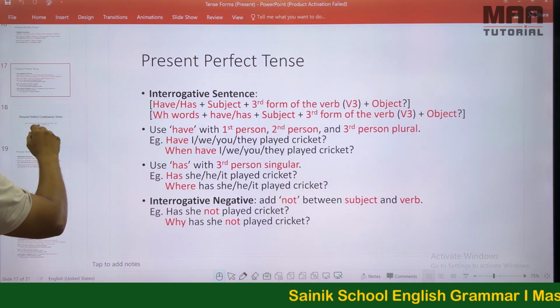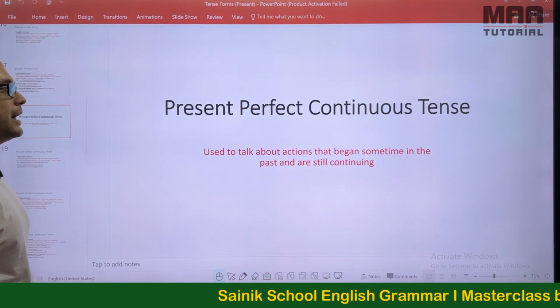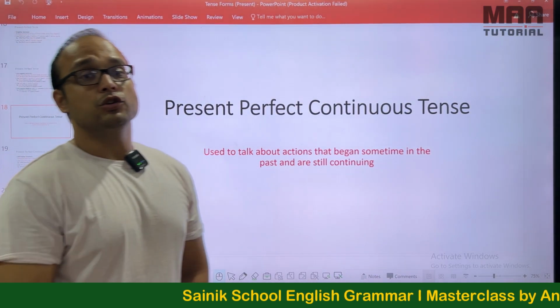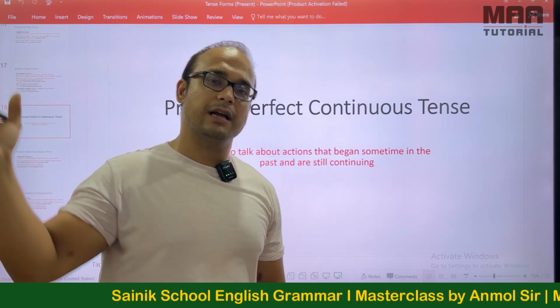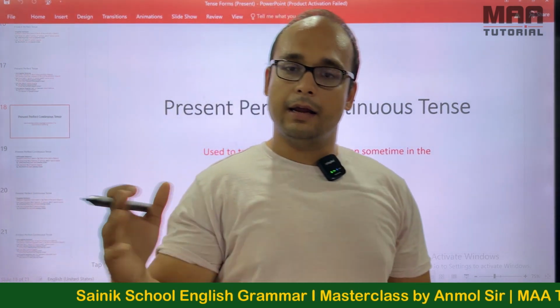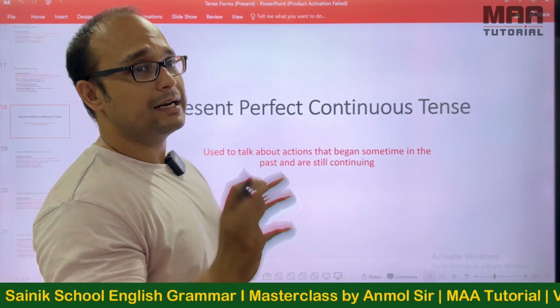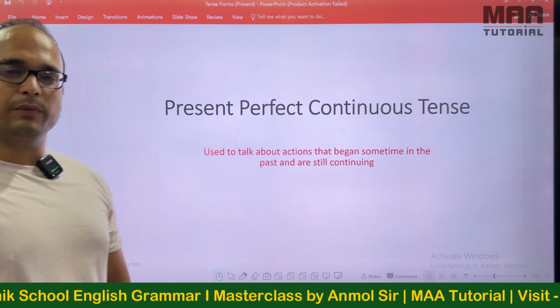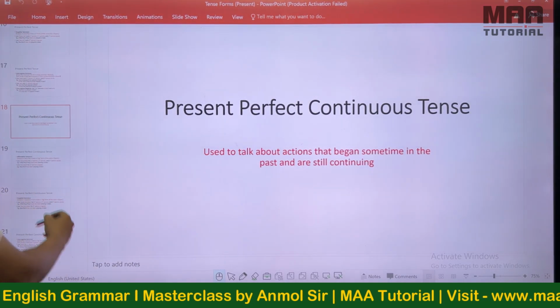And lastly, we've got the present perfect continuous tense, which is used to talk about actions that began sometime in the past and are still continuing. They started sometime in the past, but are still continuing. They are in motion right now, but they began sometime in the past, and that is what we are trying to say. When that is the particular use case, we are trying to say that something started and then has been going on. That is when we use the present perfect continuous tense.